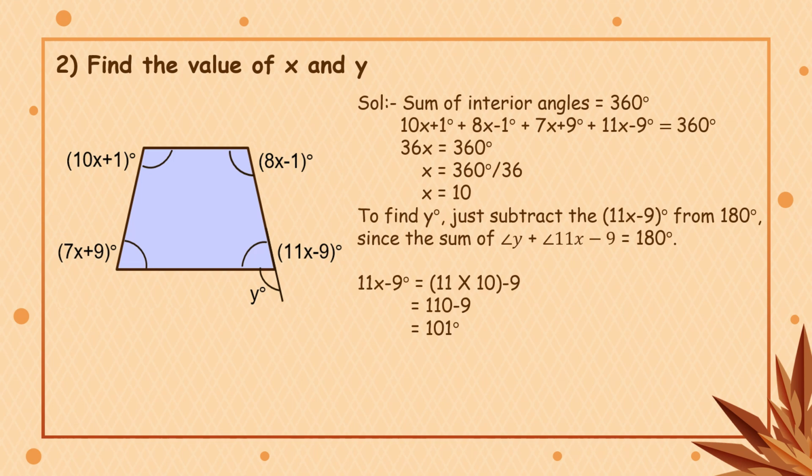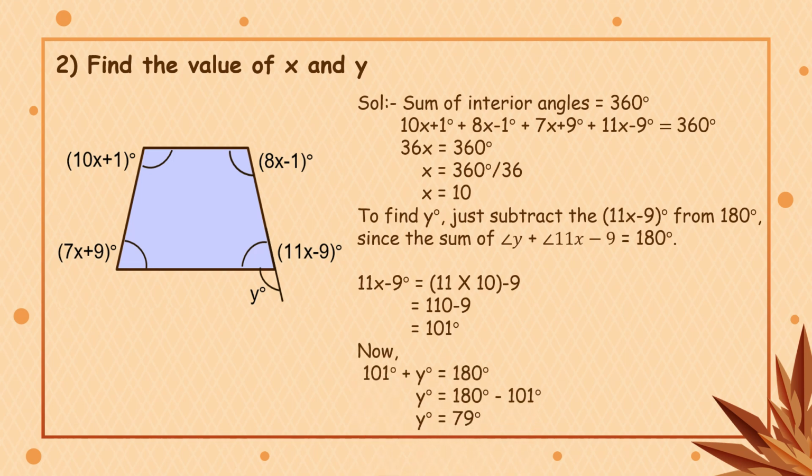So again, I'm repeating. When we add those two angles, that is the exterior angle y plus the interior angle 11x minus 9, we get 180 degrees. You know the reason, right? So just subtract it because you know the value of 11x minus 9. How do we find out the value of 11x minus 9? Because just now we found out the value of x. Just substitute in 11x minus 9, that's it. 11 into 10, where your x is 10, minus 9. So what is your 11x minus 9 value? 101 degrees.